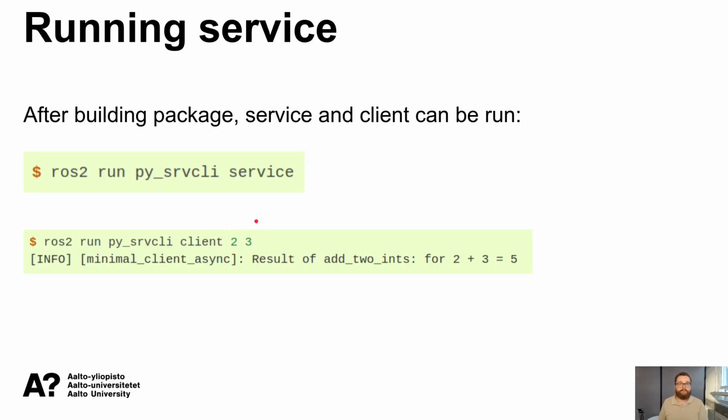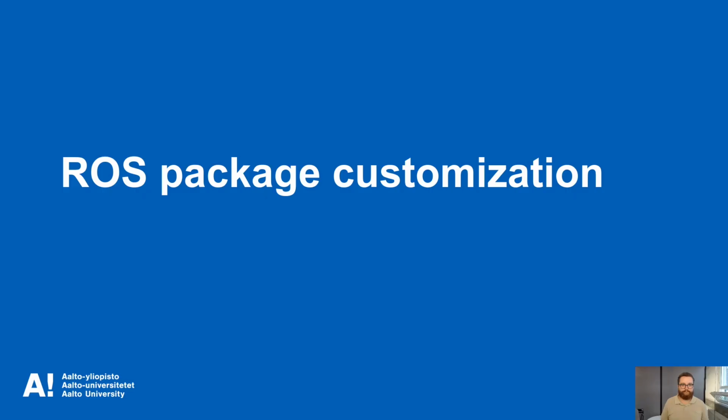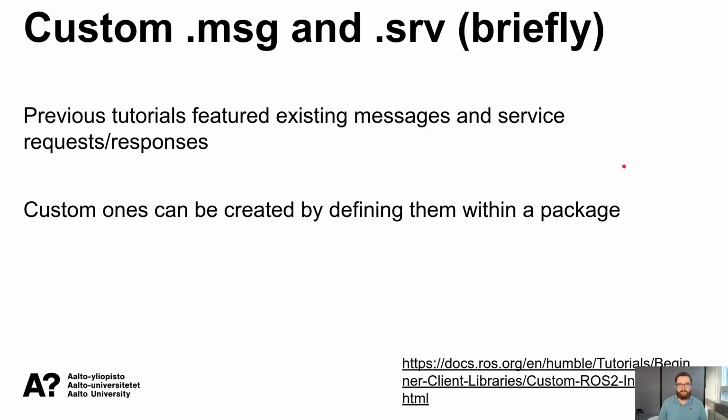Yeah, but that's how you implement a basic service. Now, all the previous examples were basically using predefined message types, predefined interfaces, and so on. So let's talk a little bit about when you need those custom solutions, and how you would do that.